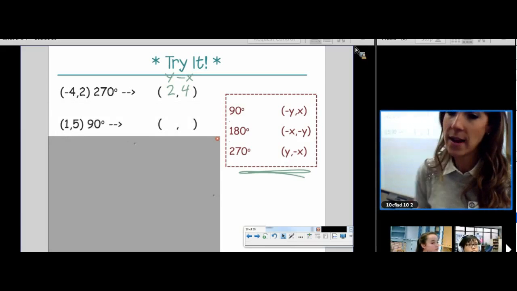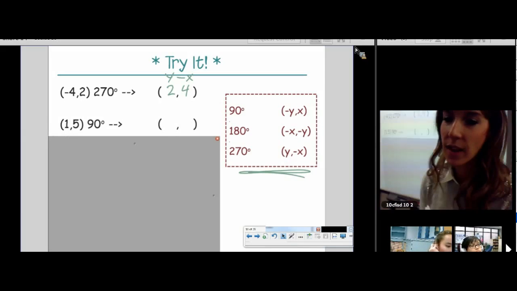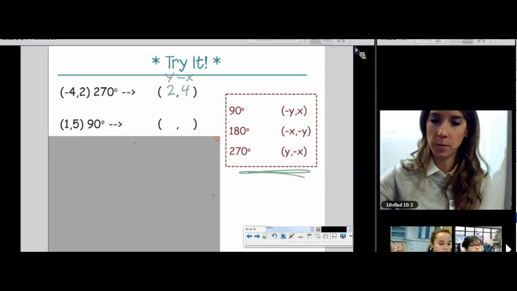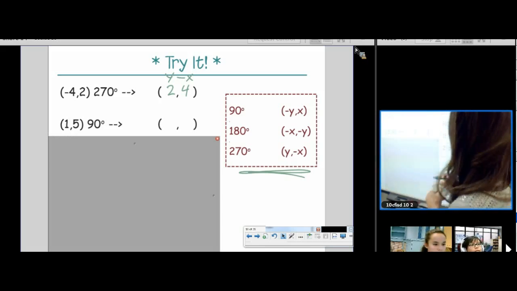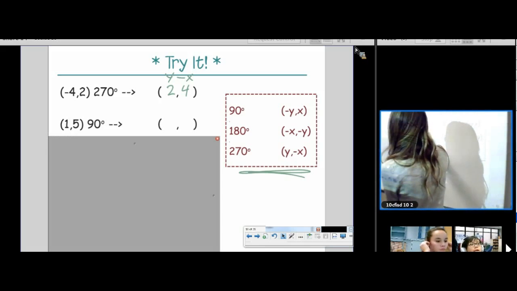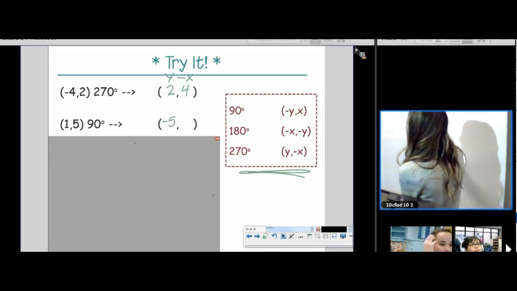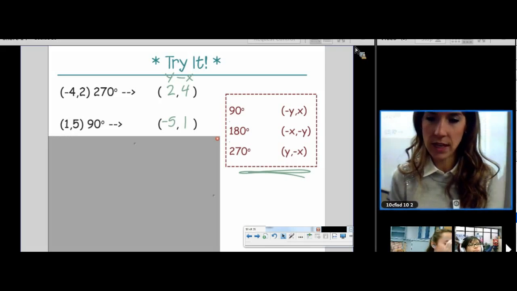Okay, next one. Try it by yourself and then I'll call on someone. Kendra, can you do this one for us? -5, 1. Perfect. The rule says take y and make it negative. Take x and leave it alone. That's what the rule says to do.